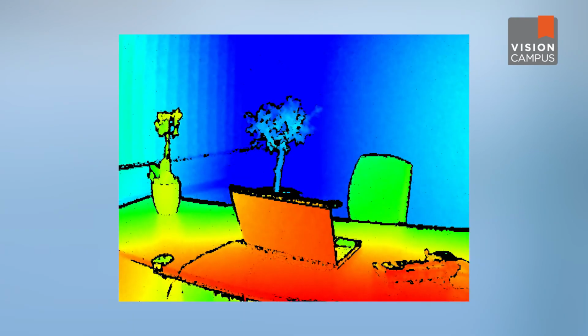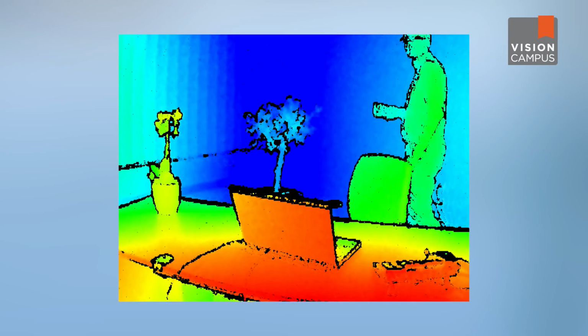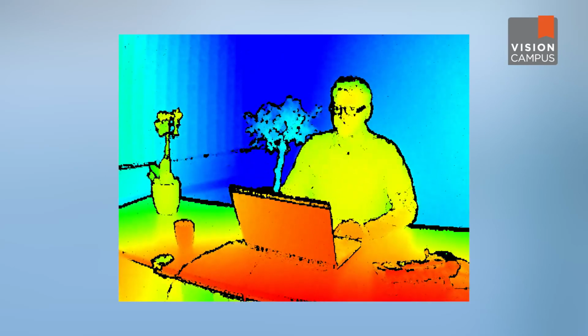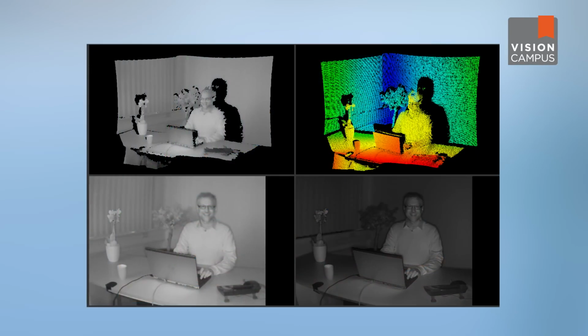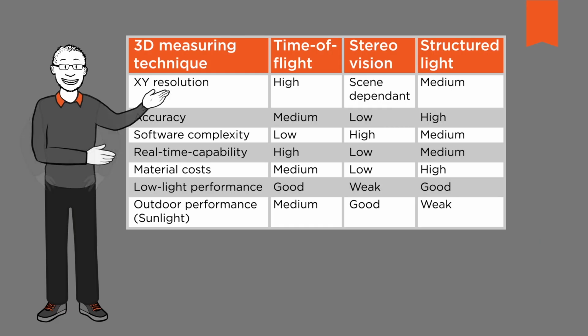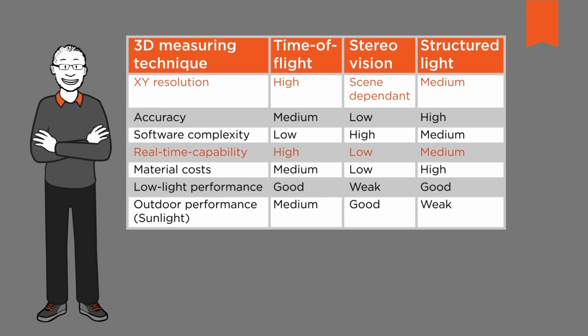So what does a ToF image look like? This example shows the depth information as a pseudo-color image. Blue is far away and red is close. As the ToF camera captures a normal 2D intensity image in parallel with the depth information, we can merge the information sets and create a textured 3D graphic. Compared to other 3D measurement techniques, ToF offers advantages like high resolution and real-time capabilities. It can work in low light or even no light and creates only medium costs.